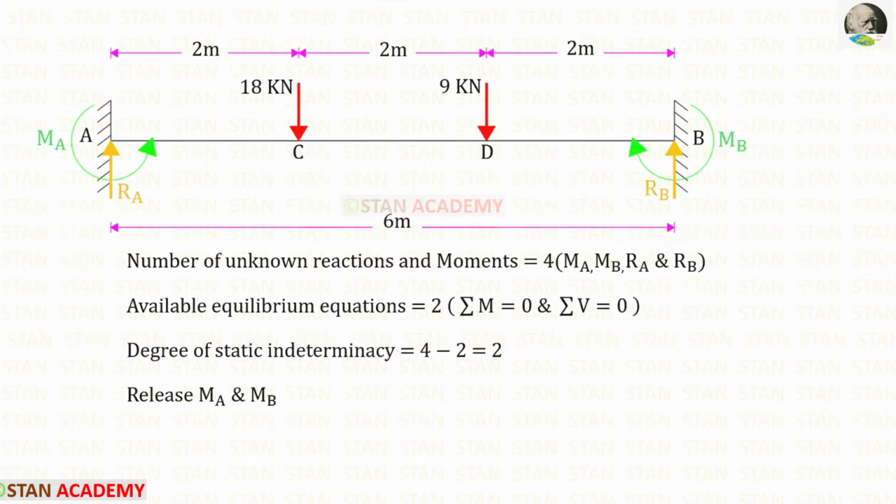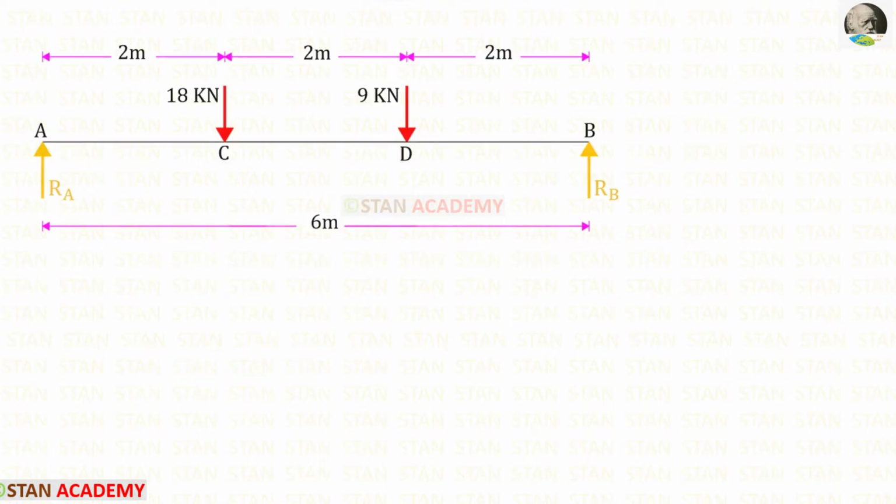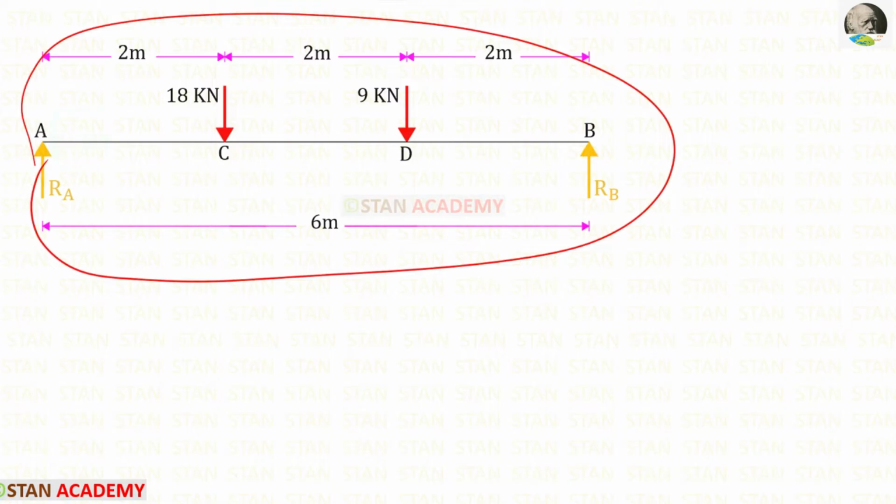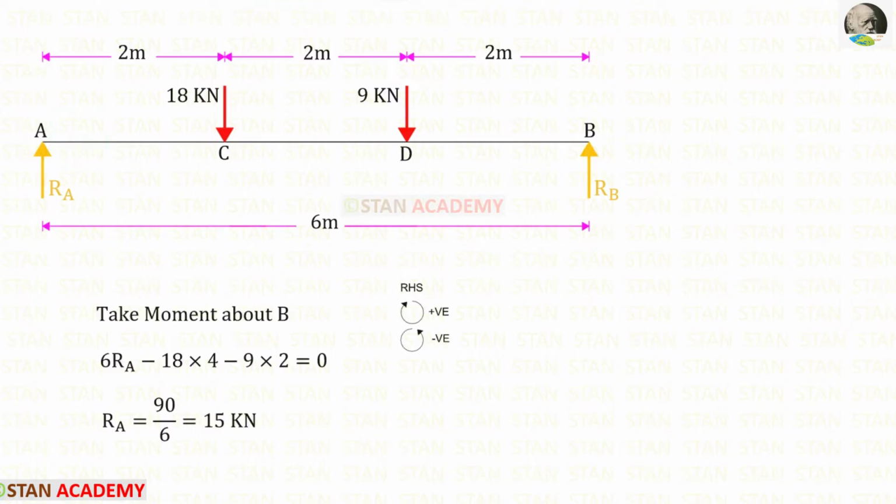We know that in this fixed beam, the degree of static indeterminacy is 2. To make this beam statically determinate, let us remove MA and MB. When we remove MA and MB, this fixed beam will become a simply supported beam. You can see that I have converted the fixed beam into a simply supported beam. Let us find the reactions RA and RB.